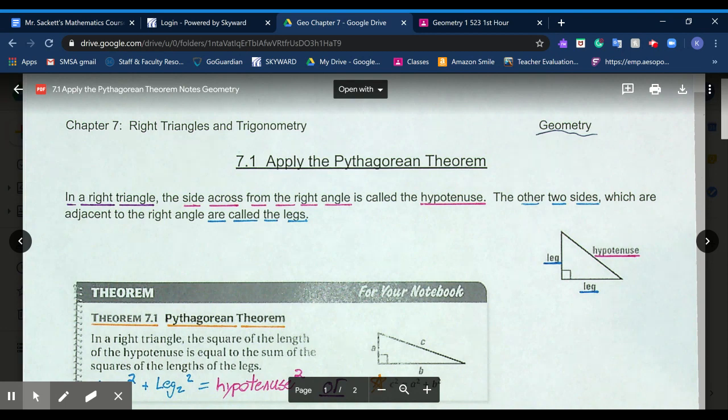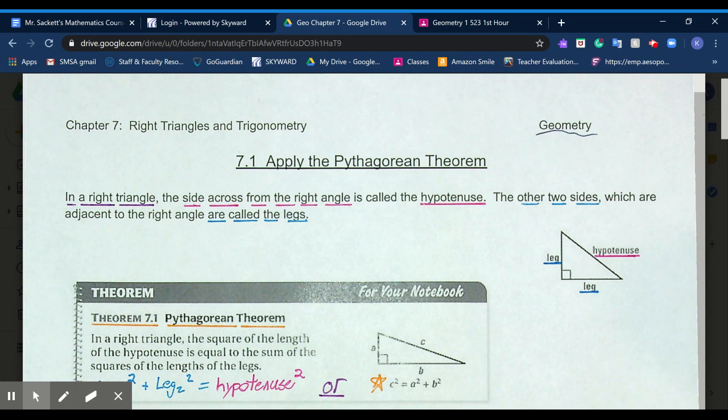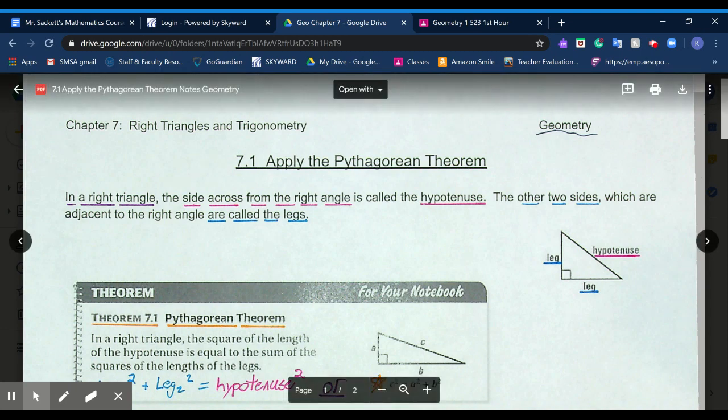In a right triangle, the side opposite the right angle, or across from the right angle, is always known as the hypotenuse. The other two sides, which are adjacent to the right angle, so the two sides that meet at 90 degrees, are known as the legs. Typically, we'll call them leg 1 and leg 2. It doesn't matter, they're interchangeable, but the two sides that meet at 90 degrees are the legs. The longest side of your right triangle, the side opposite the 90 degrees, is the hypotenuse.